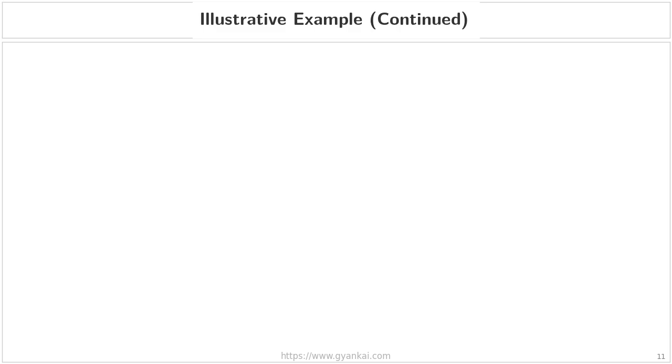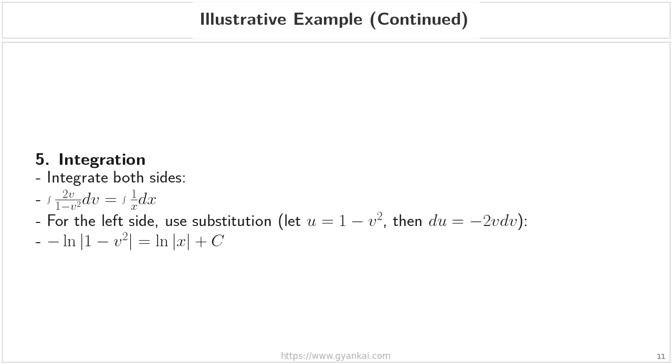Illustrative example, continued. Now that we have successfully separated our variables in the previous step, we move on to step 5, integration. We are looking at the integral of 2v over 1 minus v squared with respect to v, which equals the integral of 1 over x with respect to x. To solve the integral on the left side, we'll use a simple u substitution. Let's set u equal to 1 minus v squared. If we differentiate that, we find that the derivative of u is negative 2v times dv.